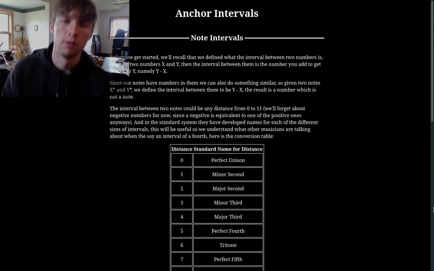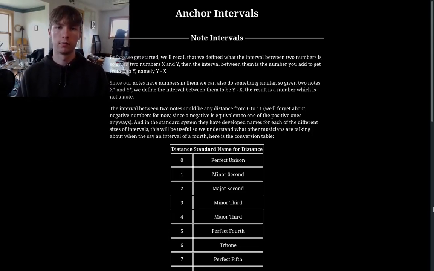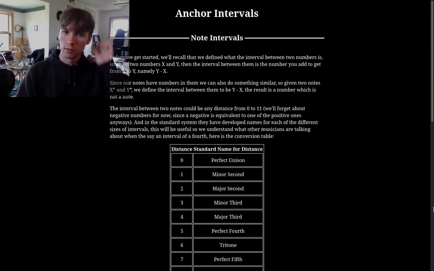Hi there. We're going to go over the article talking about anchor intervals. And the first step to understanding what an anchor interval is, is to first bring in the idea of an interval, which we defined in the previous article talking about numbers in a cyclic system. And we're going to bring that to notes.